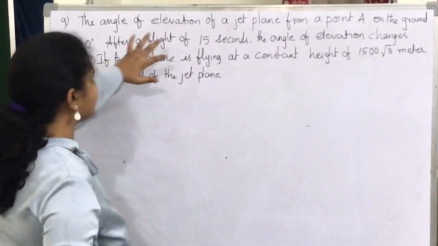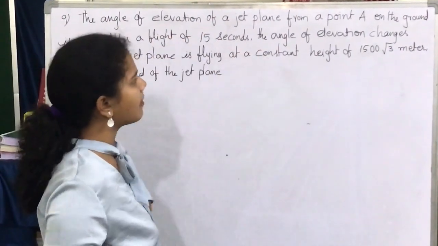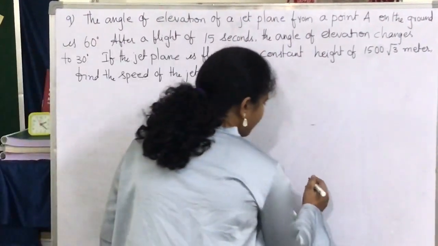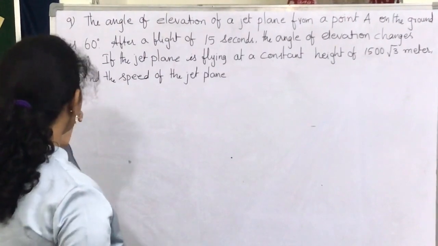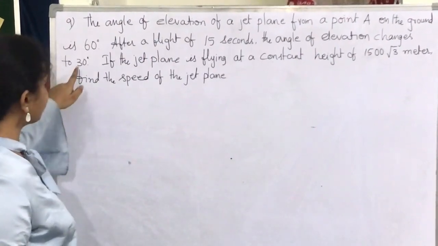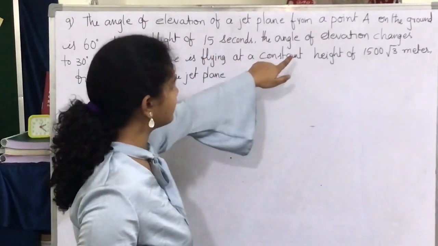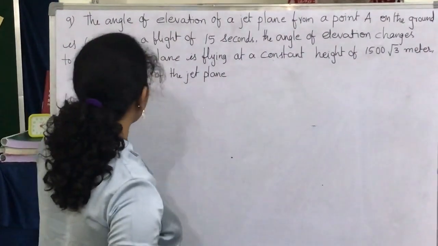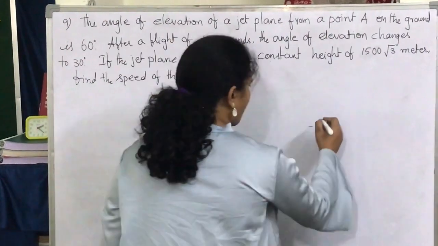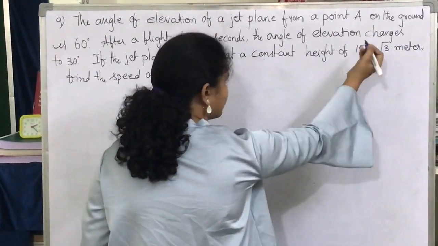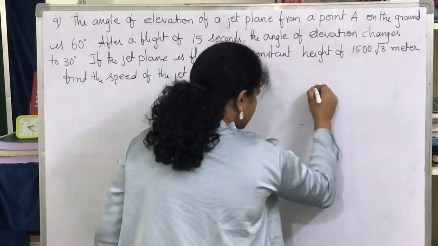Here you have the angle of elevation of the jet plane from a point A on the ground. So let's make a point A on the ground. Now, after a flight of 15 seconds, the angle of elevation changes. So, if the jet plane is flying at a constant height, so the height is of what? 1500 root 3 meters.